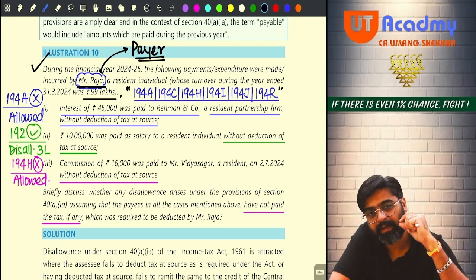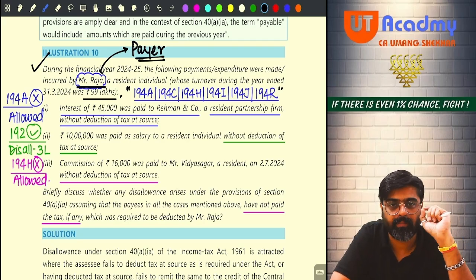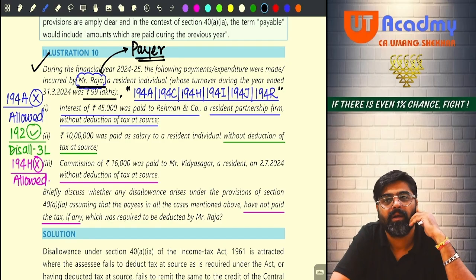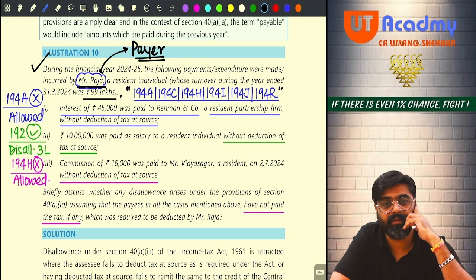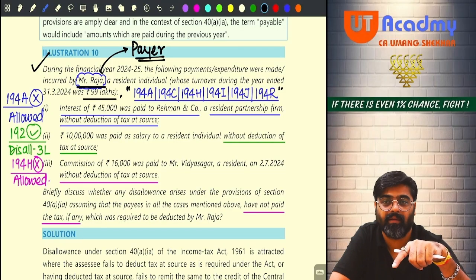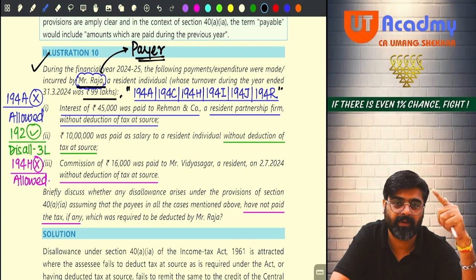So can I say 192 TDS provision was applicable, but you did not deduct TDS as per the provisions of 192 on the salary. Hence, the salary will be disallowed to the extent of 30% under section 40A(ia), because the payment was made to a resident.